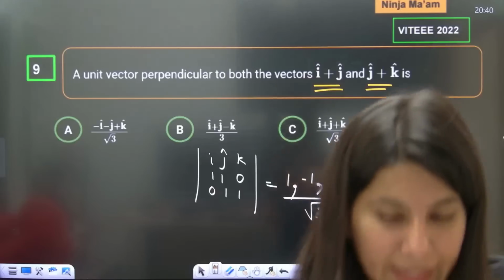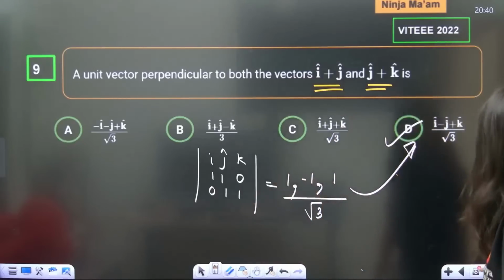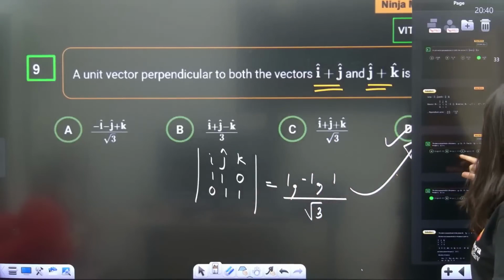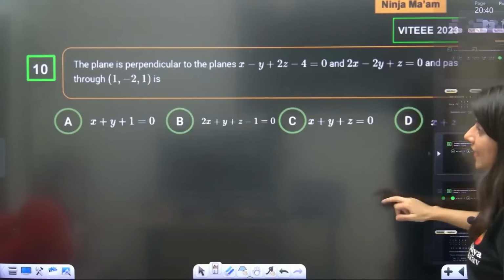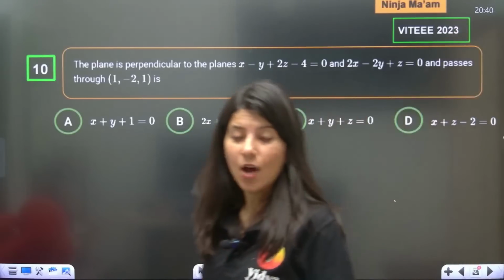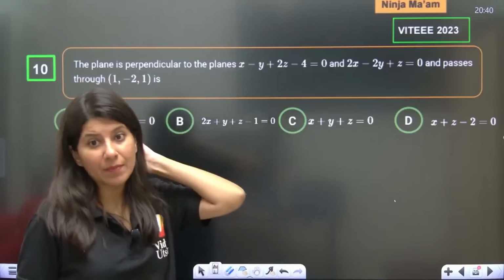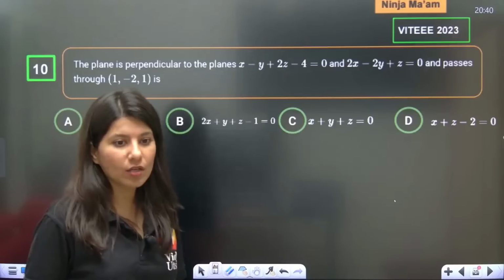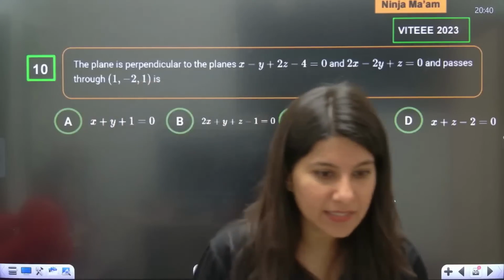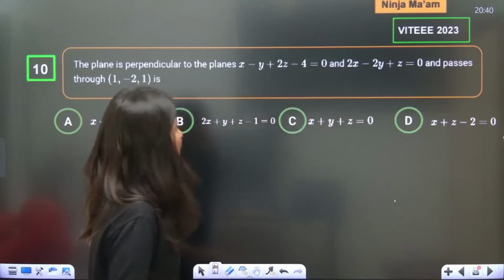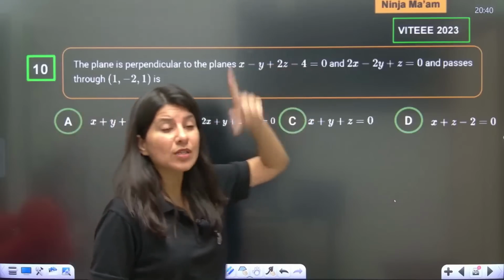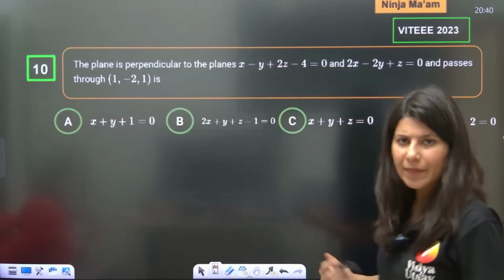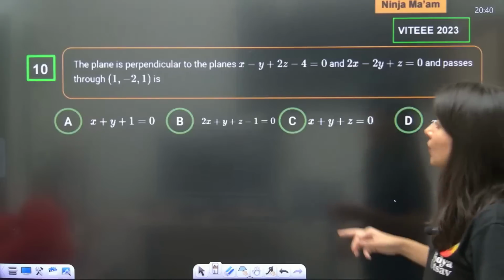Alright everyone, clear. This question done. Next question on your screen is, yes, related to planes. Now, one student was asking, ma'am, is something there in VIT EEE which is not there in your JEE mathematics? Yes. So, this is planes. Planes was asked in 2023, so they might ask in 2025 also.